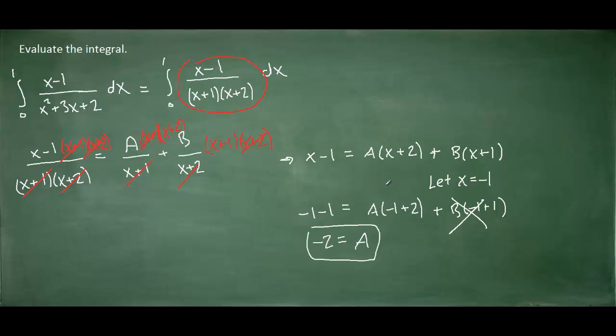In a similar way, we can solve for B. To solve for B, we want to eliminate the A term, and to do that we let x equal negative 2. We plug negative 2 in for each value of x. This term is going to cancel because negative 2 plus 2 is 0. And we're left with B equaling positive 3.